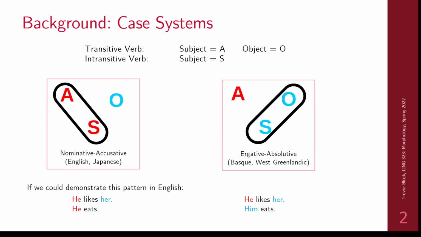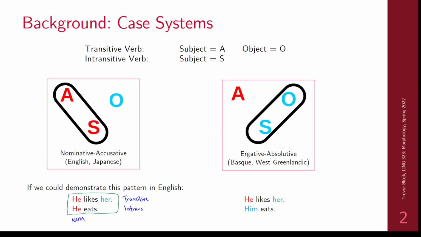If we take a look at the bottom left with our sentences, he likes her and he eats, we see a pattern with how our pronouns are showing up. He likes her, he eats. Both of these are subjects. Eats in this case is intransitive, while likes in this case is transitive. And both subjects take what is called nominative case.